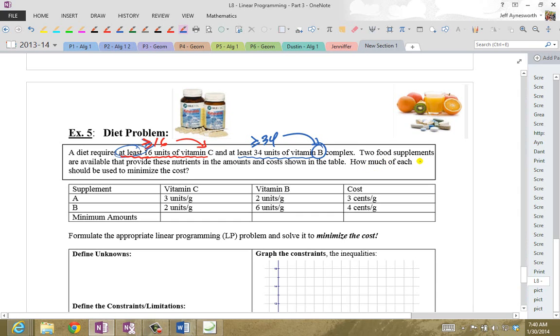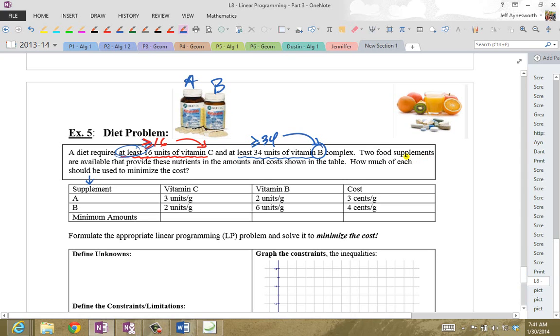Now, it says we have 2 food supplements available, and the names are right here on the left. We call them supplement A and supplement B, just to be general. I know you don't have the little pictures on your handout; I just put those in there. Inside the 2 supplements are vitamin B and C in certain amounts, and we need to make sure we take enough so that we're healthy in our diet.